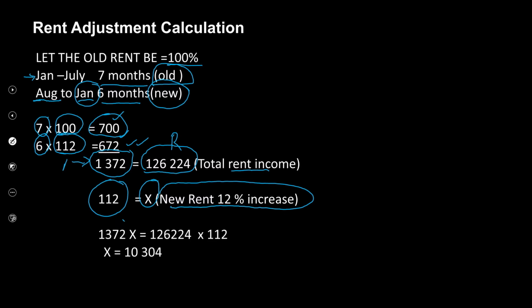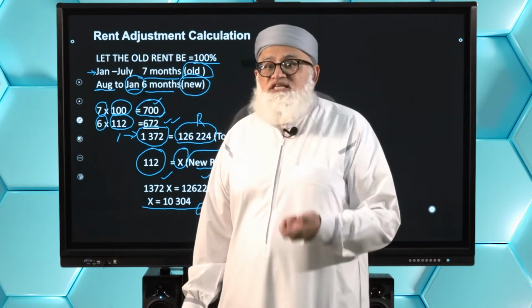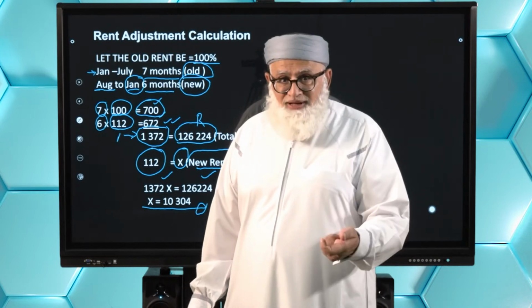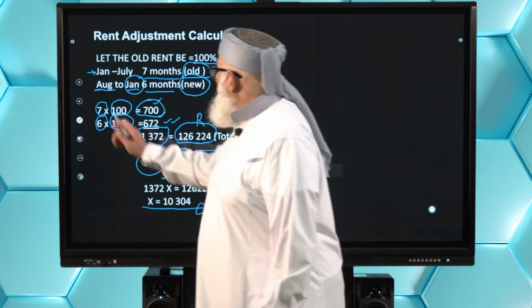1372x is equal to 126,224 times 112. You then solve for x to find x to be equal to 10,304 rand. Okay, so this is your calculation now. What have you done? You've ascertained that the rental that you've received in advance for the 1 month is equal to 10,304.